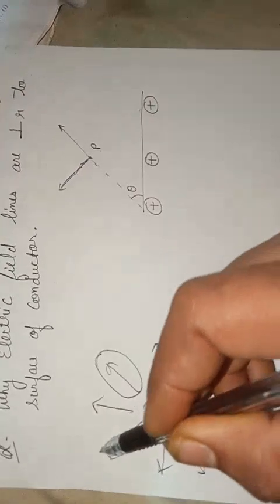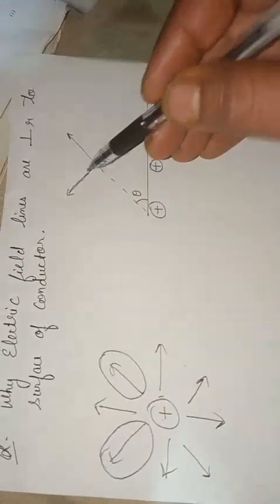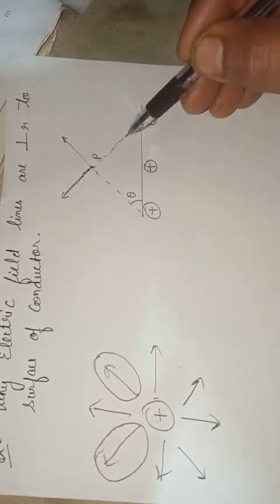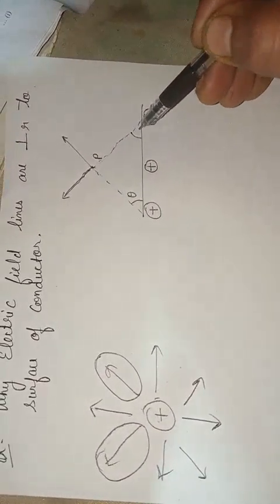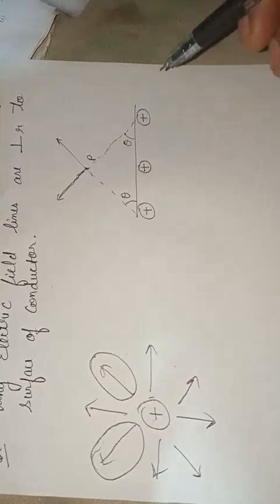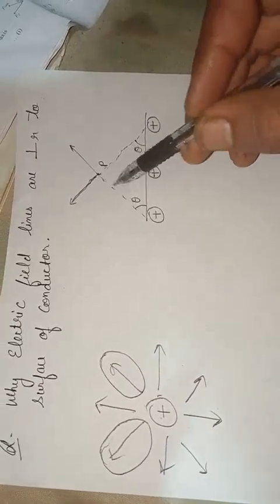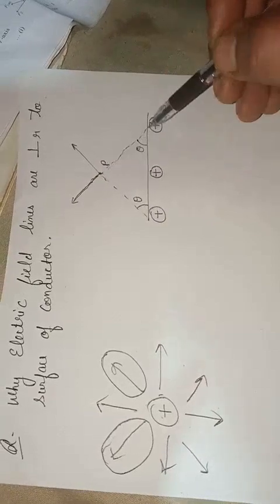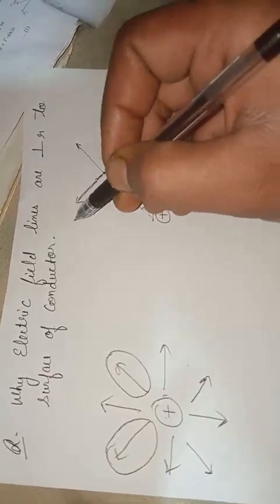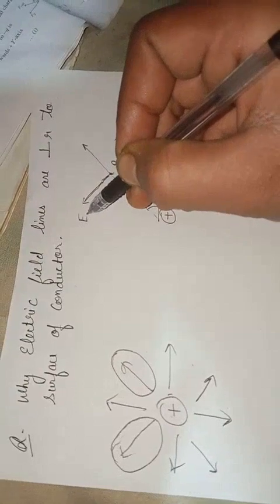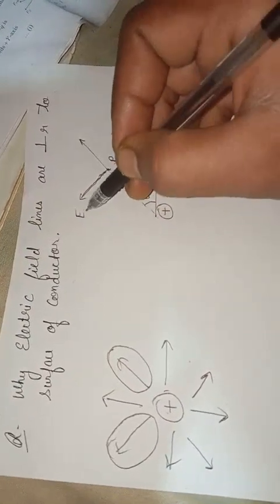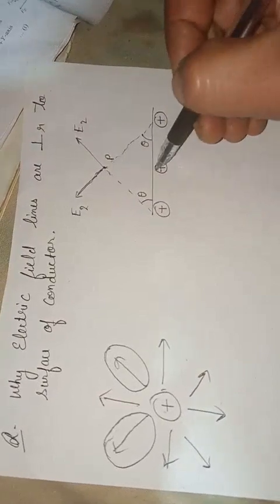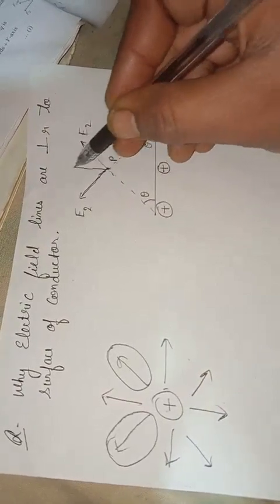as you can see here, this arrow is pointing towards the right. This electric field is also making angle theta, and these electric fields are equal in magnitude because this point is equidistant from this charged particle and this charged particle. Let these electric fields be E2, and this is also E2, and the electric field due to this charged particle is E1.